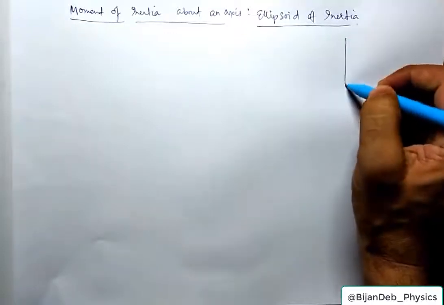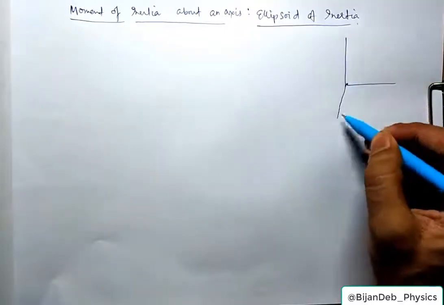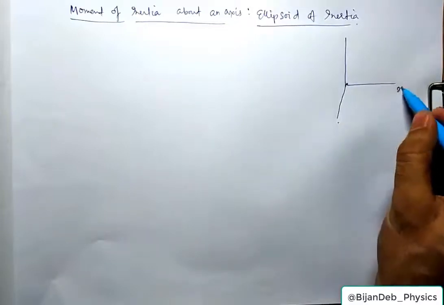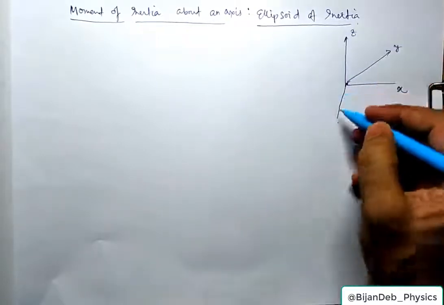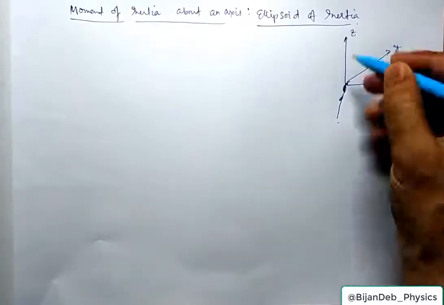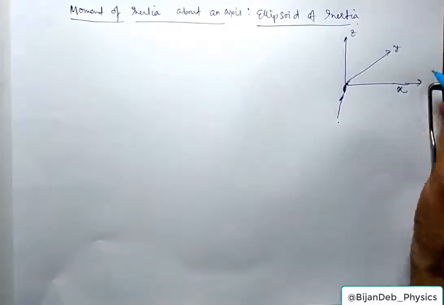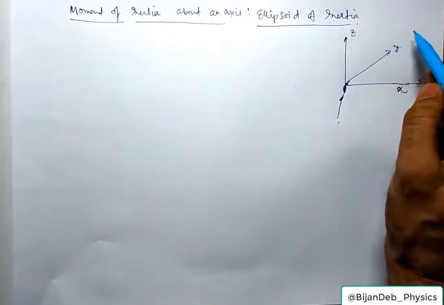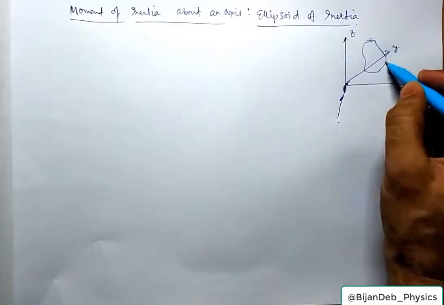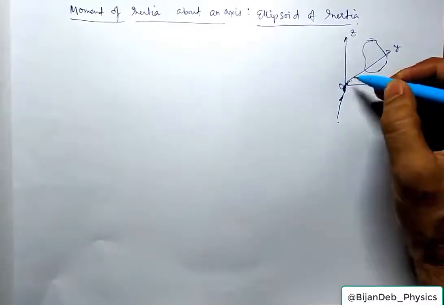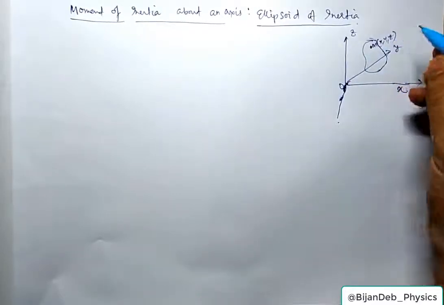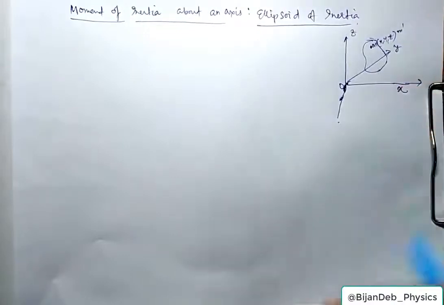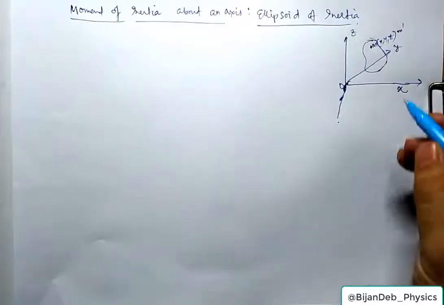So here we consider some axis which is fixed relative to, say, I can draw like this. This is x, y, z. This is an x, y, z coordinate system, and we consider any rigid body like this. Okay, this is the origin. We consider any mass point at a coordinate x, y, z, mass m prime.